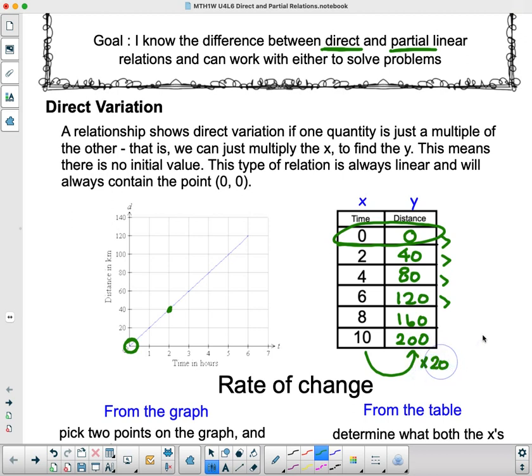Now let's double check the rest of them. 2 times 20 gives me 40. 4 times 20 gives me 80. 6 times 20 gives me 120. It looks like we're doing good.